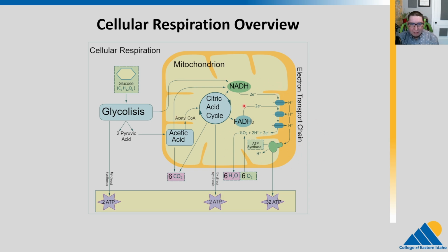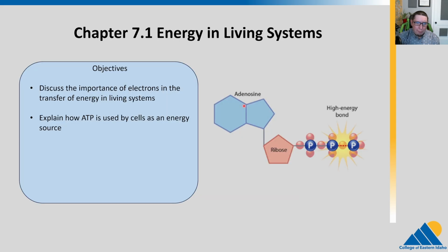Before we get to that, though, let's talk energy overall. So I mentioned electrons there. We need to talk a bit about how electrons can transfer energy in living systems. And then we'll talk about how ATP gets used as an energy source. So remember, we mentioned it last time in Chapter 6 that adenosine triphosphate is a nucleotide, but it has these 3 phosphates on there, and the bonds in there have a really high energy potential, so we can store energy in there temporarily at least.